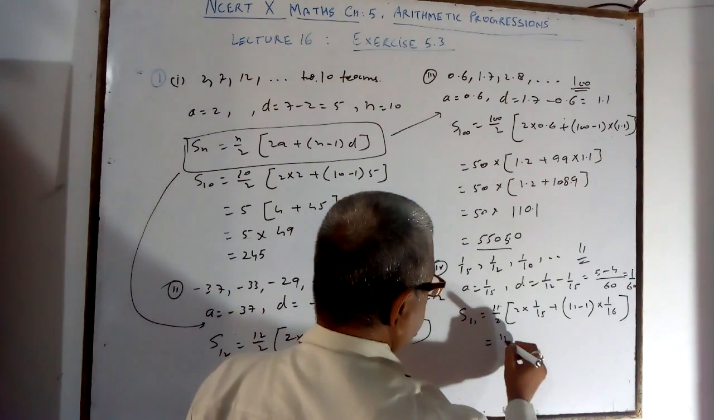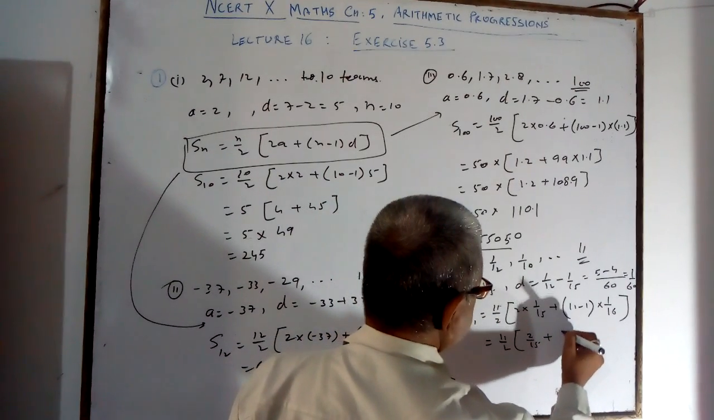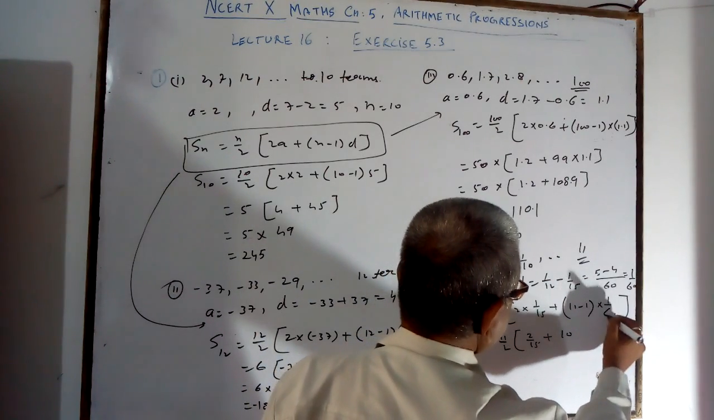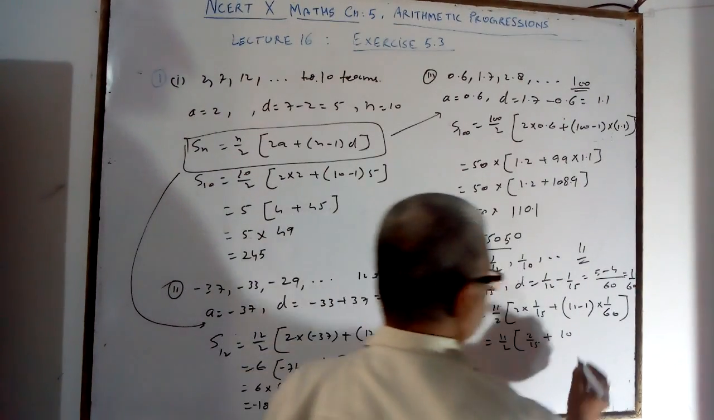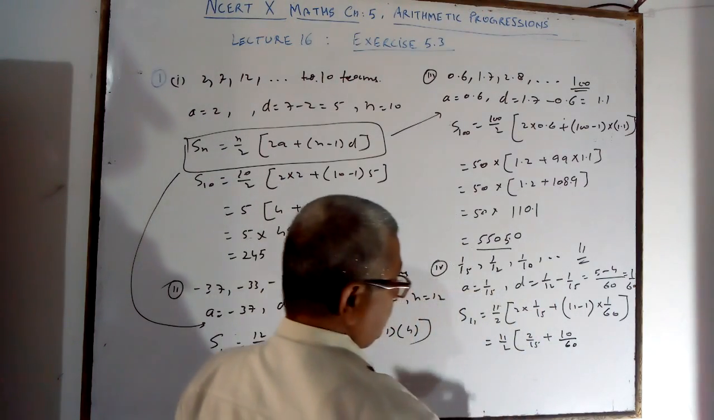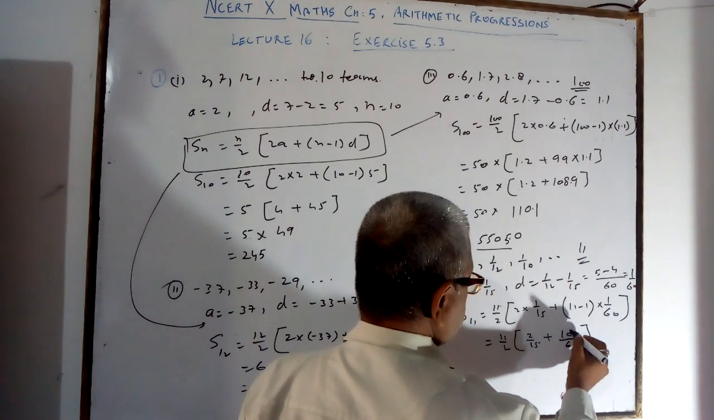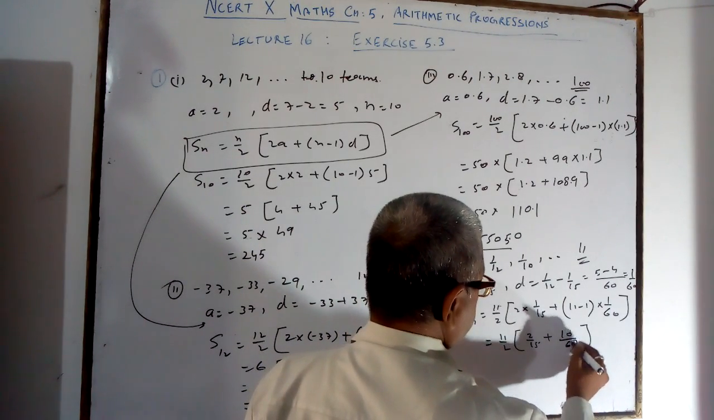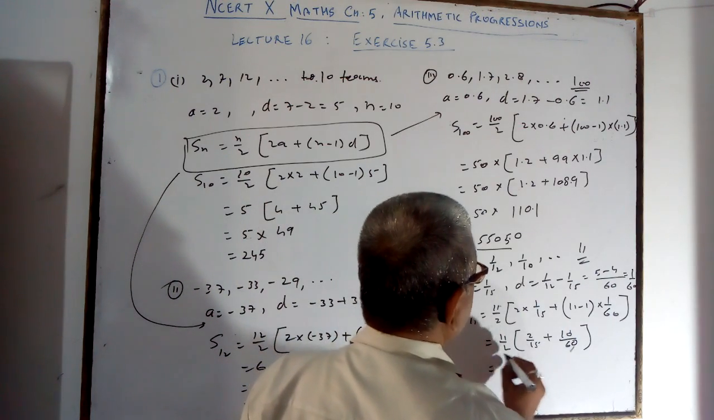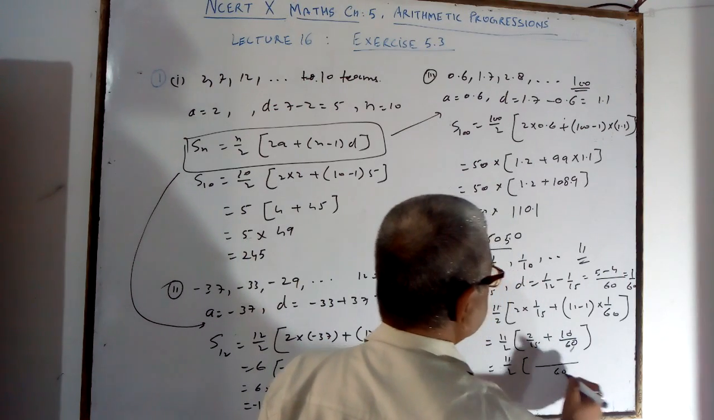What are you getting here? 11 by 2, 2 upon 15 plus 11 minus 1, 10, here 60 is there. 10 upon 60. So this, as it is, you write 10 upon 60, because when a 6 will be there, then what is the LCM? 11 by 2, your LCM is 60.